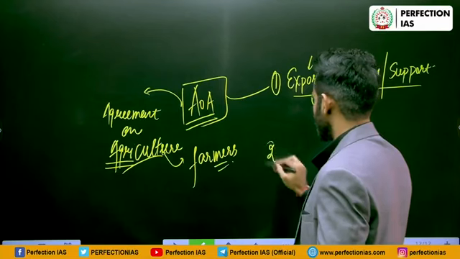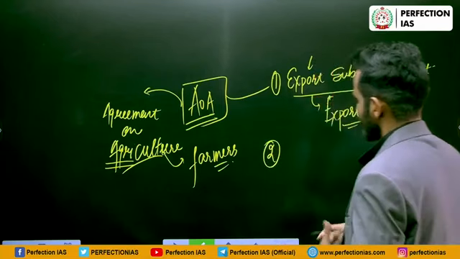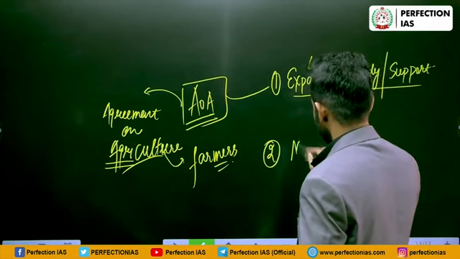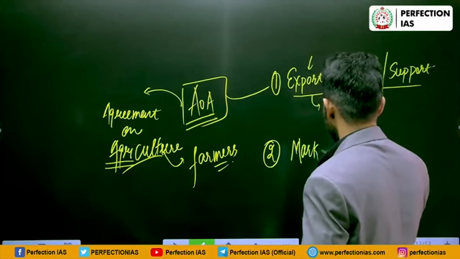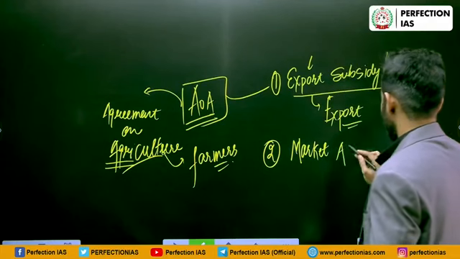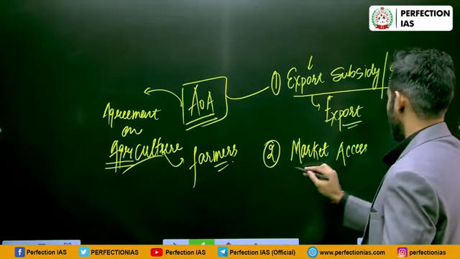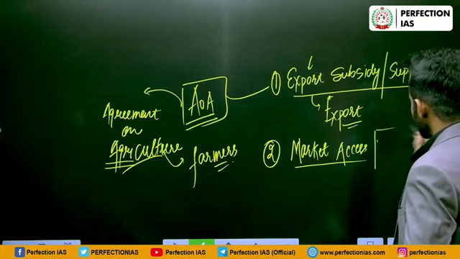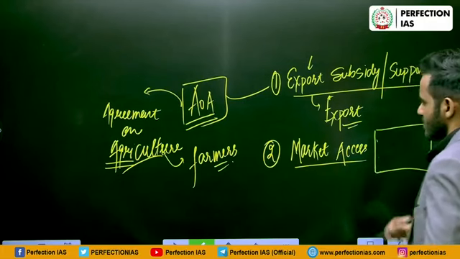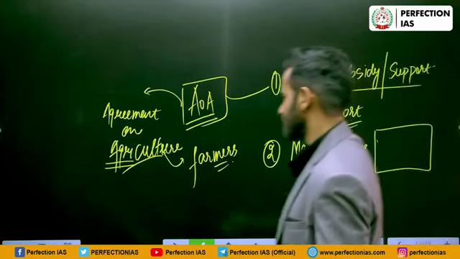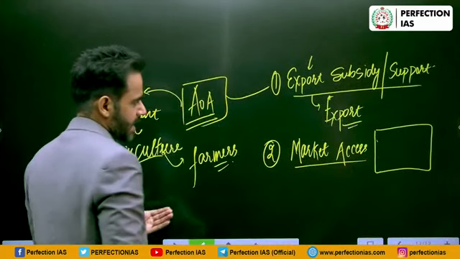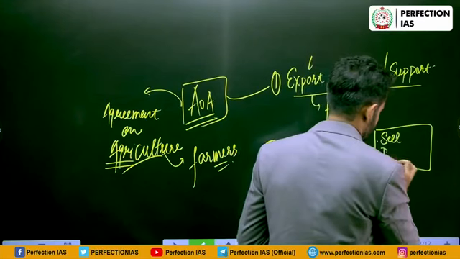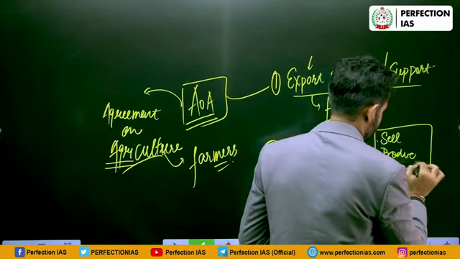The second major component of this AOA, or second major pillar of this AOA, is market access. Now, what does that mean? It means the countries should be able to access the market of another country. Market access in the simplest sense means they should be able to sell their product in the market of another country.